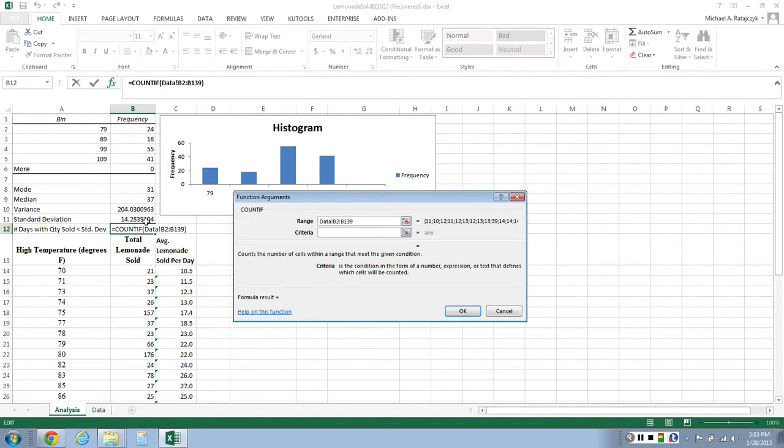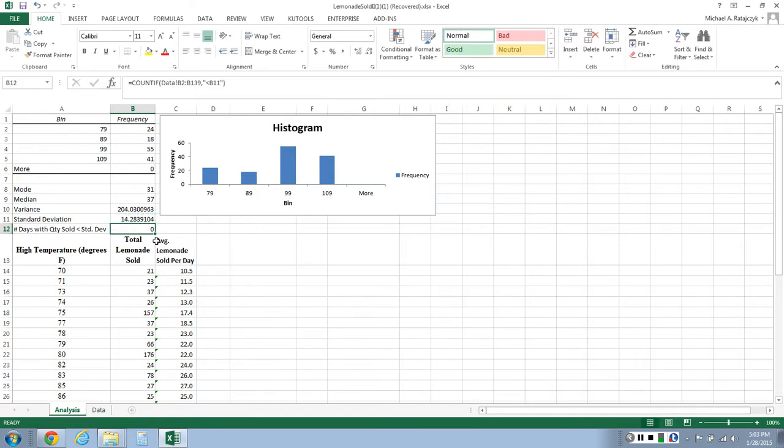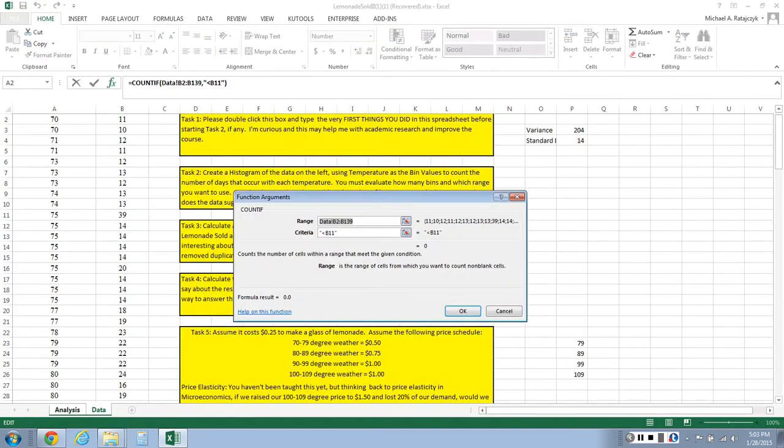So what we want is less than the deviation. I'm going to do less than B11 and show you what happens. We get an answer of 0. It did not do this problem correctly. Excel did not. This is one of those rare situations where you need to hard code the answer.